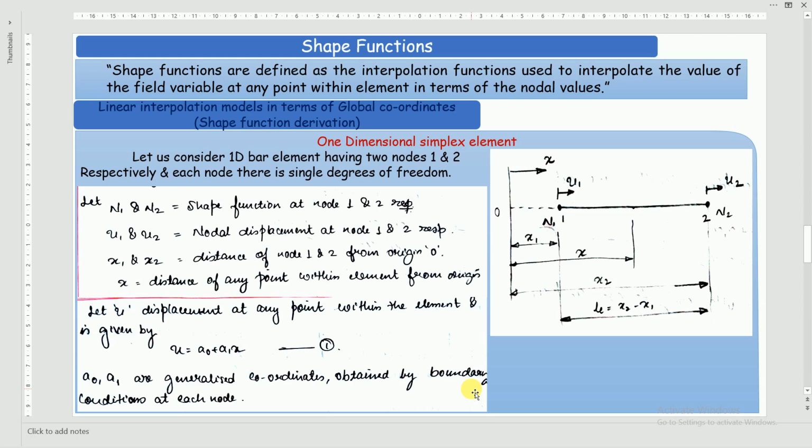We'll apply the boundary conditions, one at node 1 and the other at node 2. So we'll again get two simultaneous equations. We'll solve those two simultaneous equations, get the constants, substitute them back in this equation, and rearrange to get the shape functions. That is how the derivation goes. It will be the same for the 2D case as well, only the number of simultaneous equations will increase. Here there are only two because there are two nodes and 1 degree of freedom per node. In the 2D case there are 3 nodes, so 3 simultaneous equations. In the 3D case there will be 4 simultaneous equations.